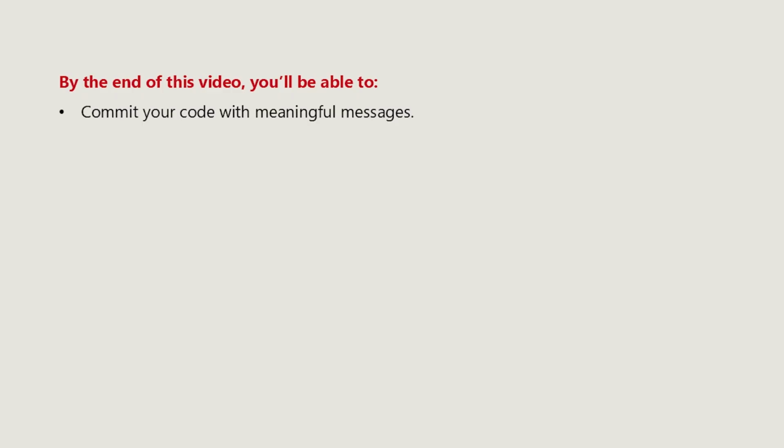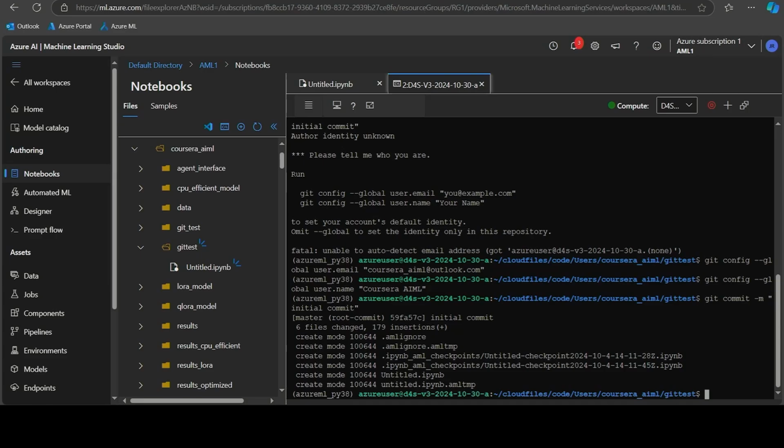By the end of this video, you'll be able to commit your code with meaningful messages, push your repository to GitHub, and set up branches for effective version control in collaborative and ongoing development. Committing your code with meaningful messages ensures that every change you make is recorded, making it easier to track progress and roll back if necessary. Once we've committed the changes locally, it's time to push the repository to a remote platform such as GitHub. This makes your code accessible and backed up in the cloud.